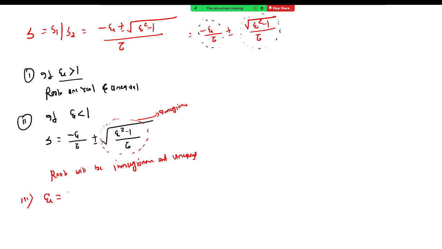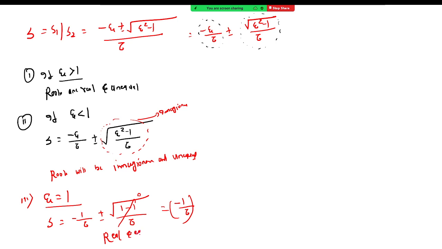Next is the third case. If I substitute zeta equal to 1, then s is equal to minus 1 upon tau plus minus root over 1 minus 1 upon tau. This will be equal to 0. So the root is equal to minus 1 upon tau. Are you getting it? You will see the same root two times. So the roots will be real and equal when zeta is equal to 1.